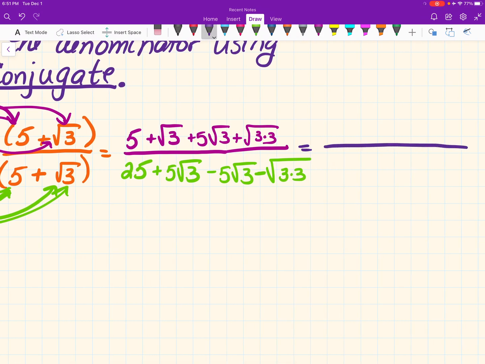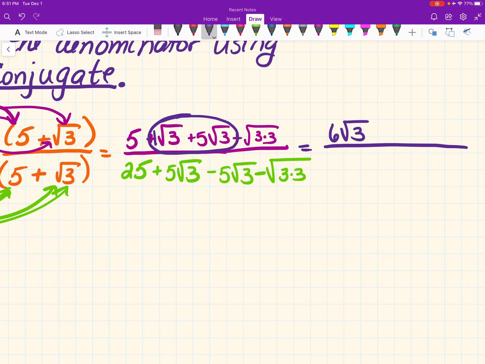Now some of you are going to see the pattern and you're not going to have to write out as much, and some of you are going to have to. So what do we have in the numerator here? Well, we could put these two together. Okay? They have the same index, which is 2. They have the same radical, which is 3. Well, this is 1 root 3 and 5 root 3, so that's 6 root 3.